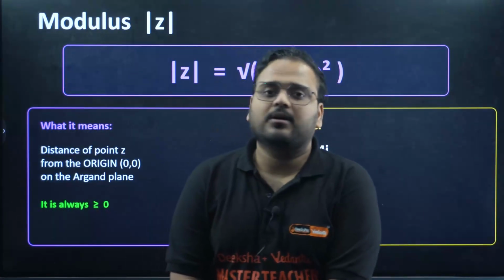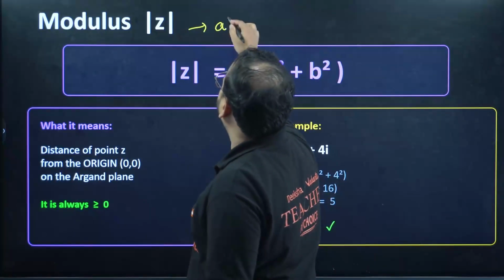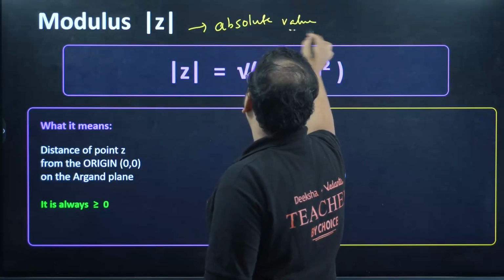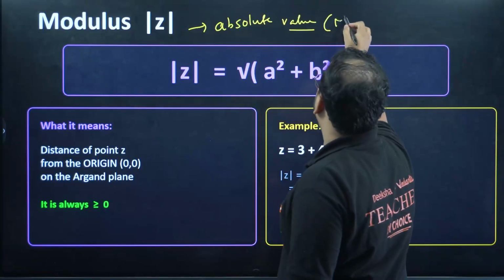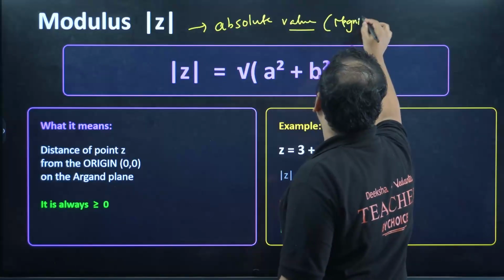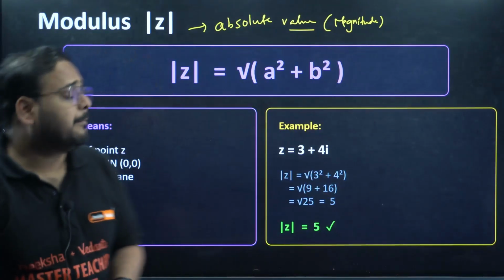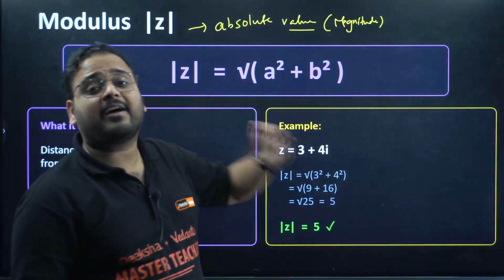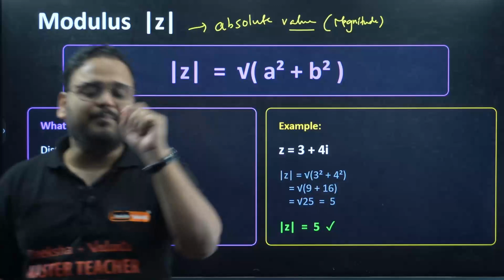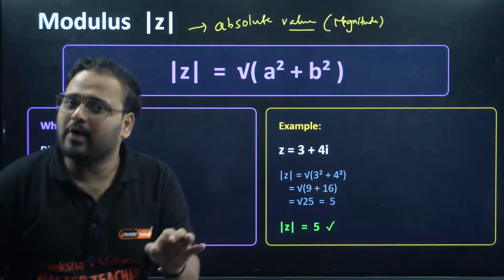What is modulus? Of course it represents absolute value, just the magnitude. Sometimes we also call this just the magnitude, correct? Makes sense. But if you relate with the Argand plane, mod of z means the distance of that particular complex number from the origin. A complex number represents a point, right? Yes.